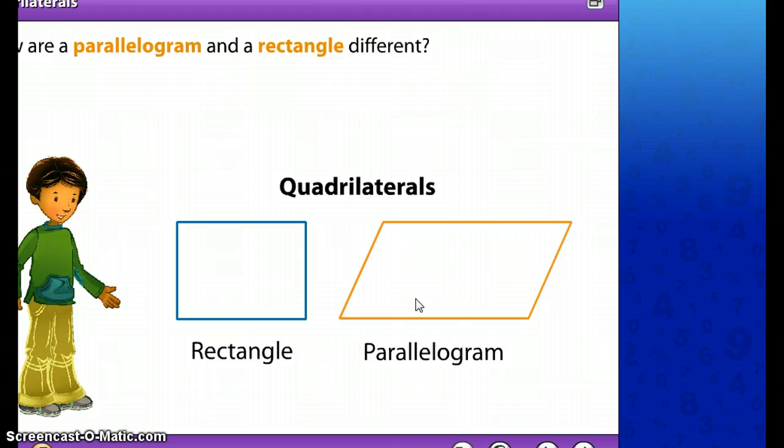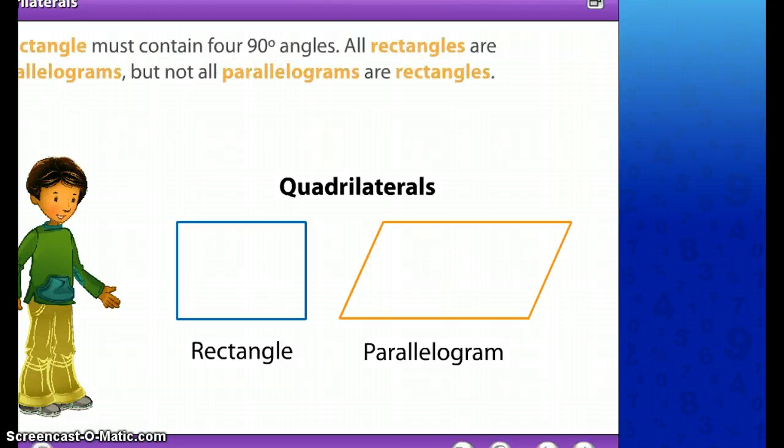Yes, Abby? But that would be a rectangle. It's a square because it has all equal sides. Well, it may look to us like it has completely equal sides, but technically, they look the same. The rectangle is wider. Okay.